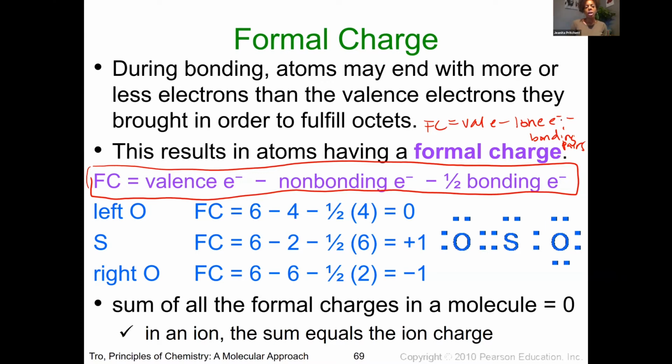You can see in this example here, for the oxygen on the left, which has 4 lone electrons, you end up with a formal charge of 0. Whereas for the oxygen on the right, you end up with a formal charge of -1. That's because there's an extra electron that came from somewhere that is now present there.